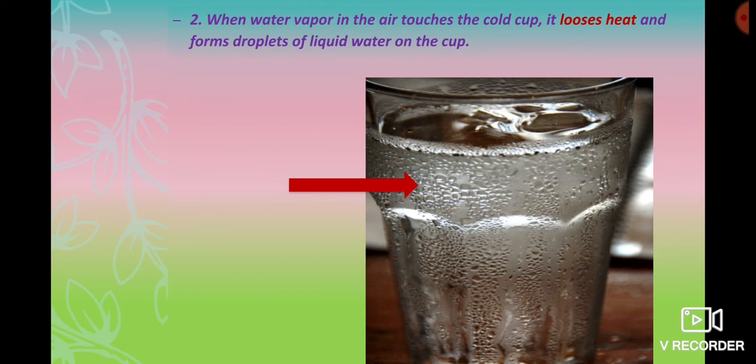Number 2. When water vapor in the air touches the cold cup, it loses heat and forms droplets of liquid water on the cup. Is this evaporation or condensation? This is condensation because when the water vapor in the air touches the cold cup, the water vapor changes to liquid water. Do you see the droplets of water on the glass?